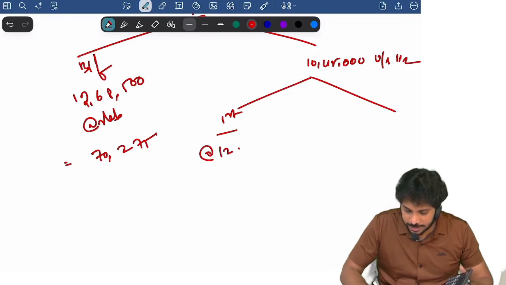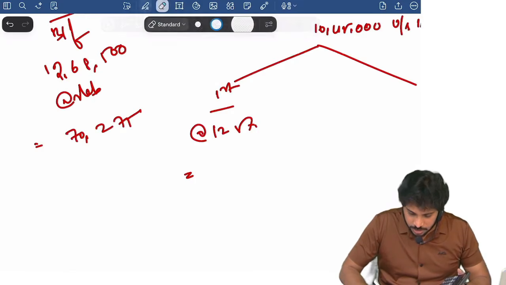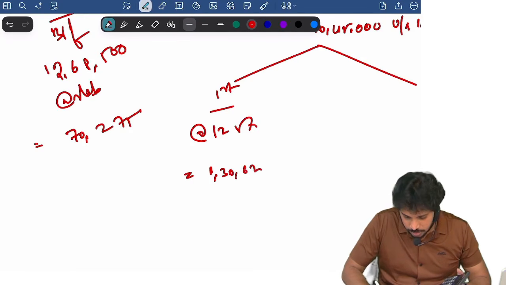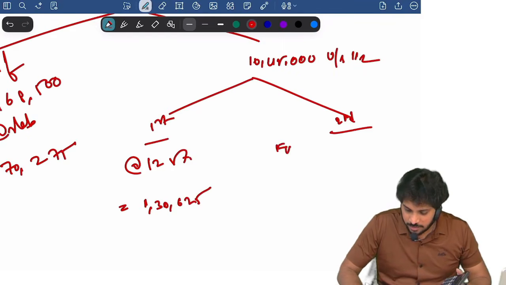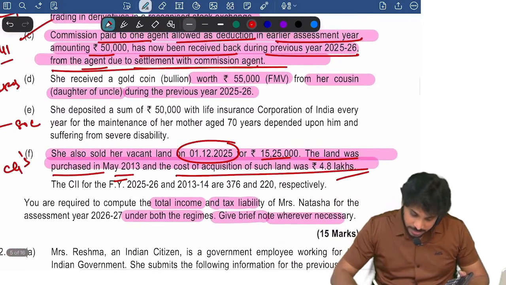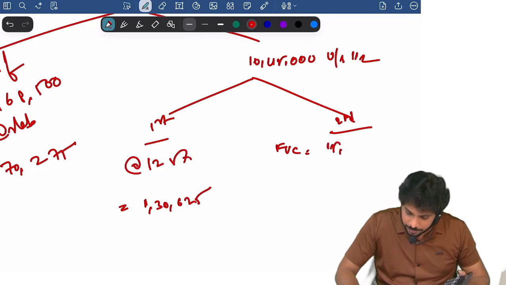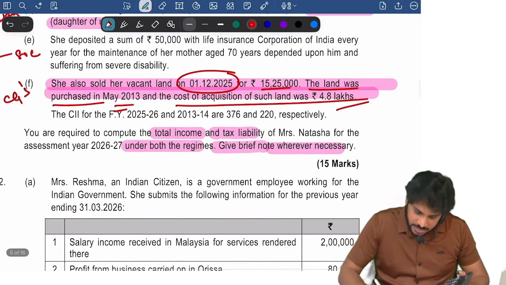Now here I have first option. First option, directly I will apply 12.5%. 10 lakh 45,000 into 12.5%. You know how much is the tax? 1,30,625. This is first option. Second option, I will recompute the capital gains with indexation. Full value of consideration, 15 lakh 25, minus indexed cost of acquisition. Cost of acquisition 4.8. Correct?